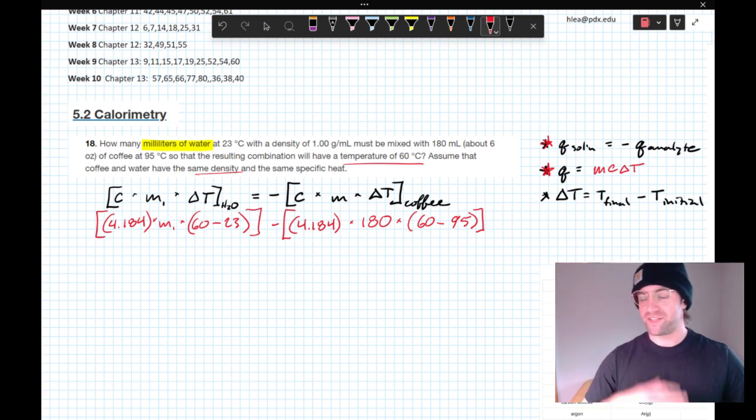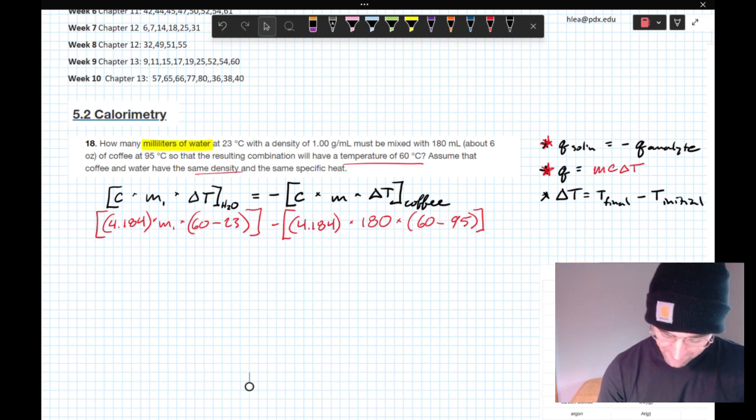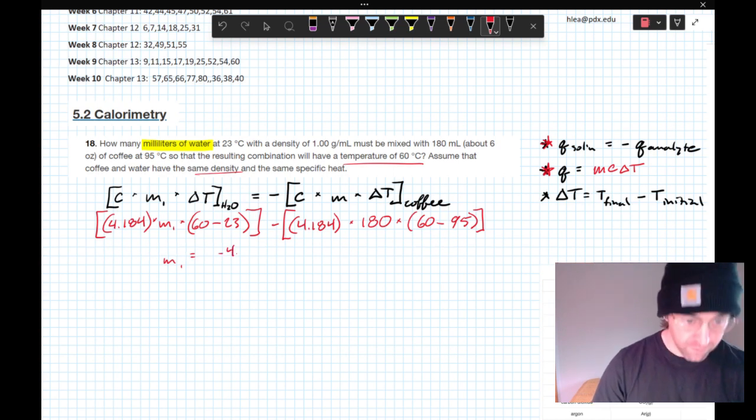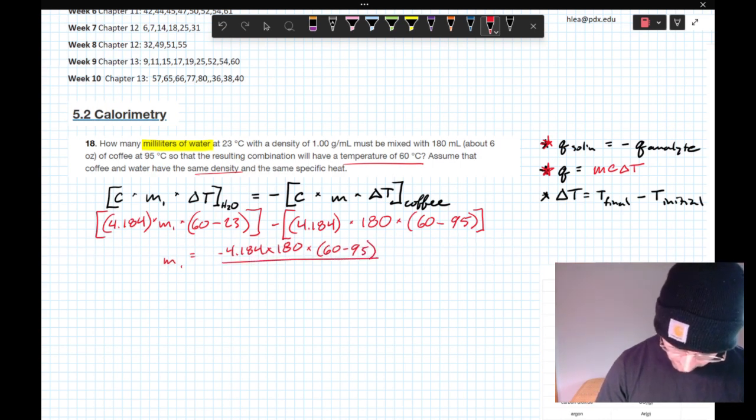If you're watching the recording of this, pause, run those calculations. I'm not going to whip out my calculator because I actually prepared and did this, but we can also just set this up a little bit differently so that our variable is on one side of the equation. 4.184 times 180 times 60 minus 95, all over, that would be positive.